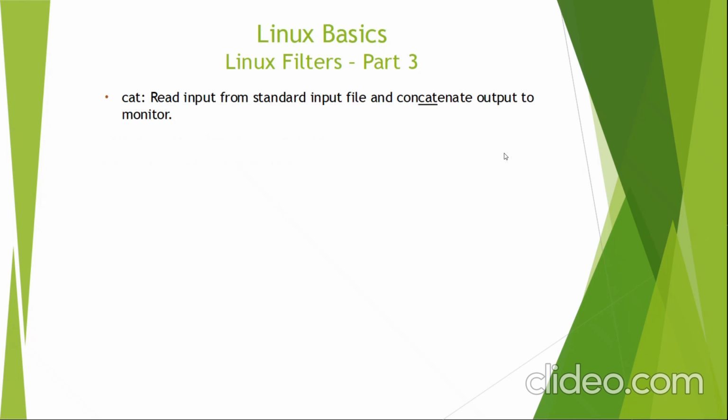So today we are going to learn about the cat command. What does cat do? Cat reads input from the standard input file and concatenates the output to the monitor. It's interesting to note that the word cat is derived from concatenate. Concatenating means placing the output on the monitor.